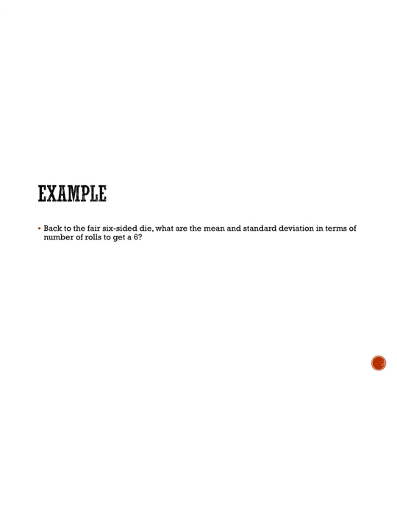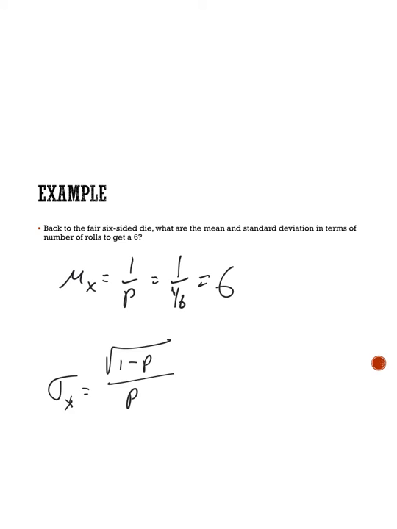As we look at this for the six-sided die, the mu being 1 over p would just be 1 over 1/6 here, which means on average, we would have our first success on our sixth try. So that just means if we kept rolling a die, on average, we'd get our first 6 on our sixth try.